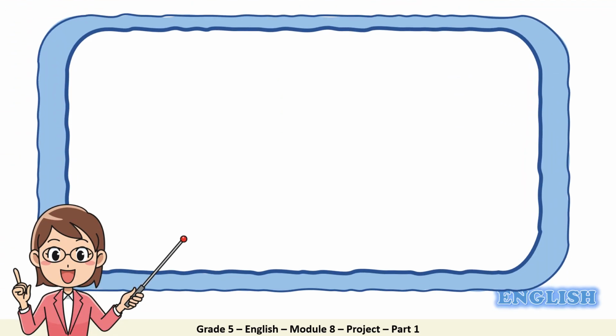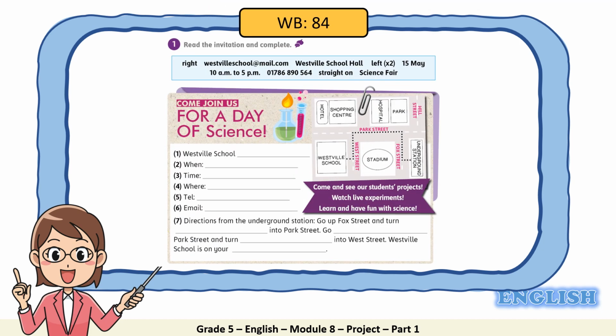For more practice on invitations, please open your workbook, page 84, exercise number 1. What can you see here? That's right, an invitation. An invitation for a festival? No, it's for a day of science. So, what are we going to do? We are going to fill in the blanks with the suitable ideas from the blue box to complete the invitation.